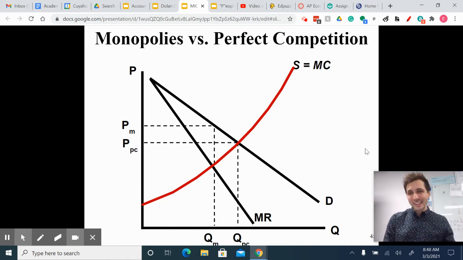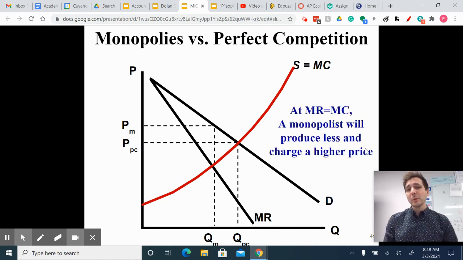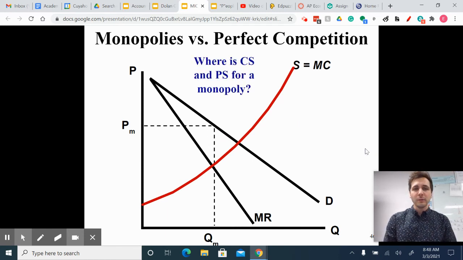Profit maximizing? Yes. Allocatively efficient? Definitely not. We're also charging a higher price because we're at this quantity. We dash up the demand curve, which allows us to charge a price of PM instead of a price of PPC. So our price is too high. Profit maximizing? Absolutely. Allocatively efficient? No. At MR equals MC, monopolies will charge too high of a price and produce too little to be considered allocatively efficient. What about consumer and producer surplus?